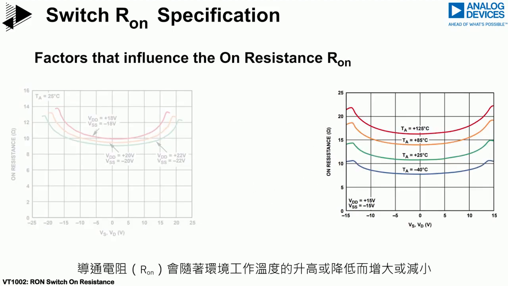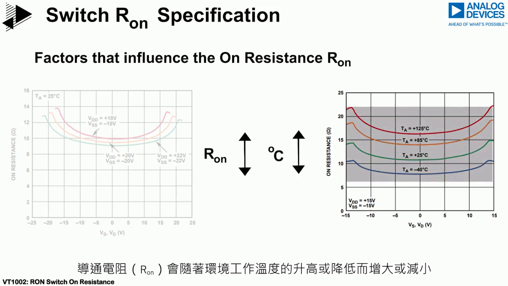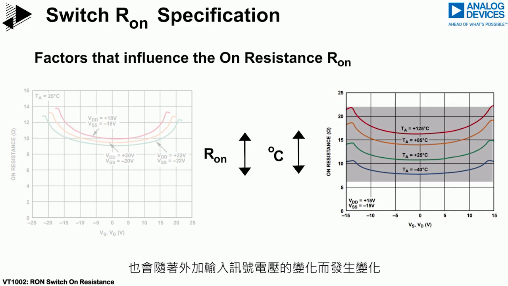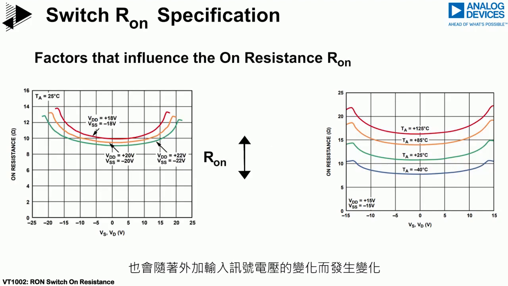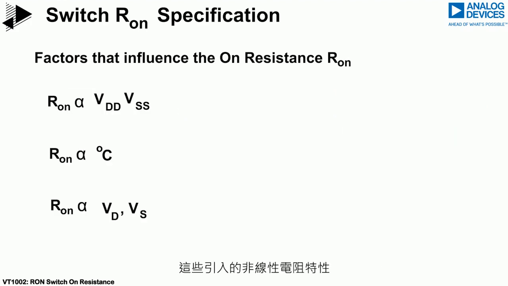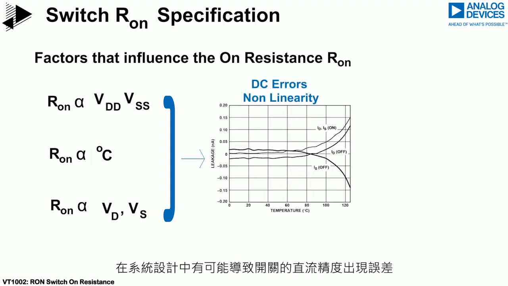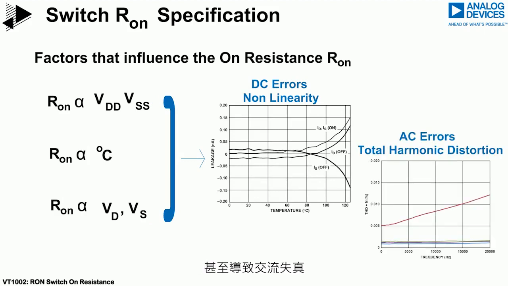The on resistance, or Ron, can increase or decrease with an increase or decrease in environmental operating temperature, and also varies when applied input signal voltage varies. These nonlinear resistance characteristics that are introduced can cause errors in the switch's DC accuracy, as well as AC distortion in system design.